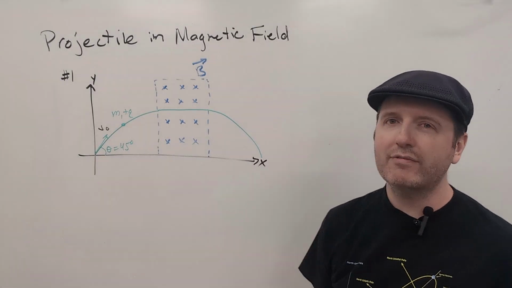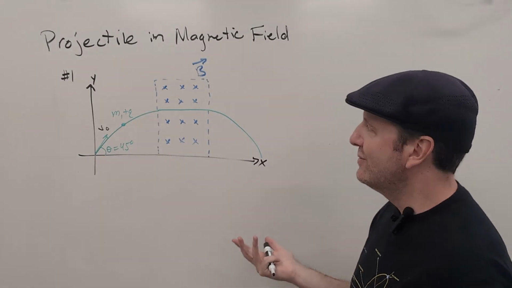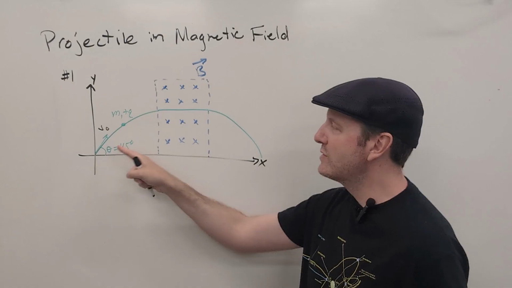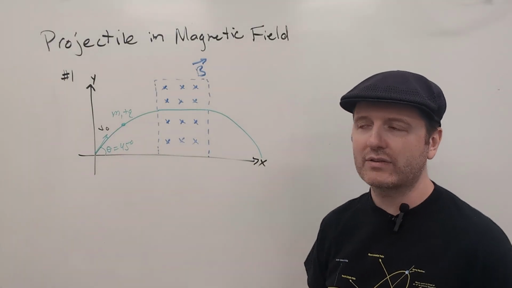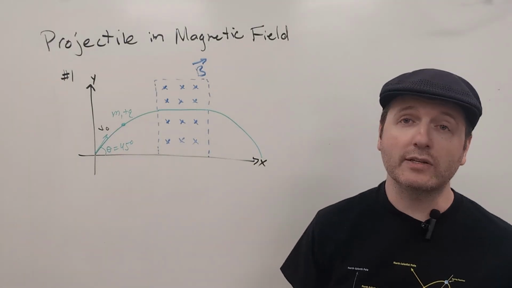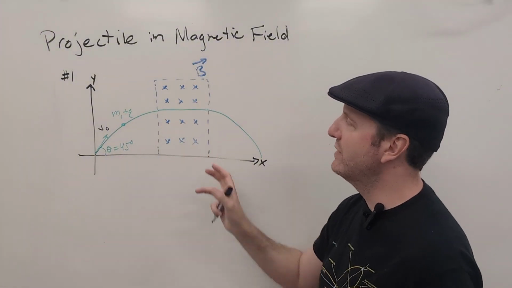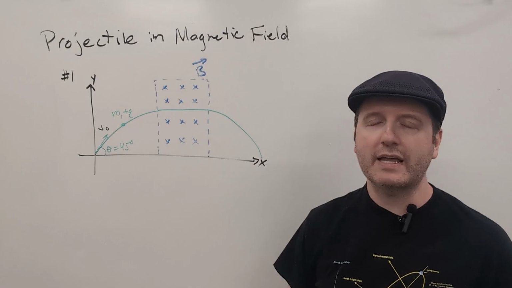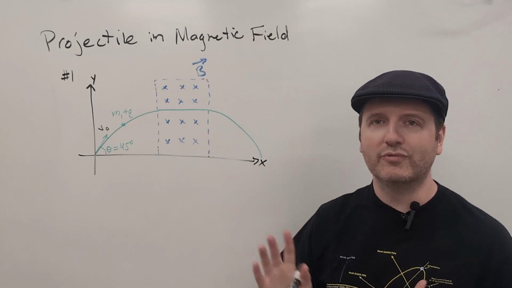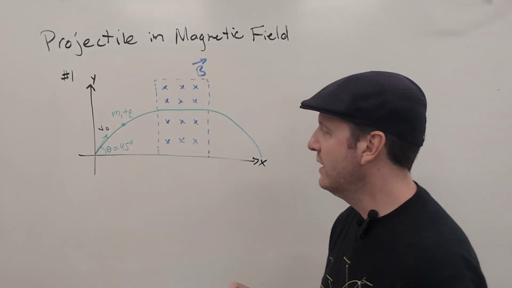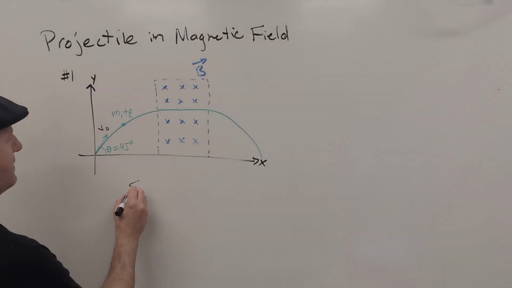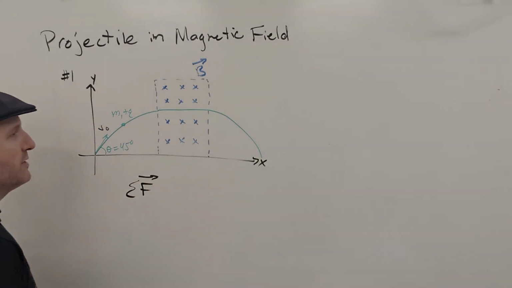Now, this is kind of a contrived example because we know it's being launched at 45, so I'm not leaving theta as a variable, although we easily could. And we're assuming that it enters this magnetic field right at the moment that it's reaching its apex, just to keep the maths simple for this first example. So let's go ahead and write down Newton's second law.